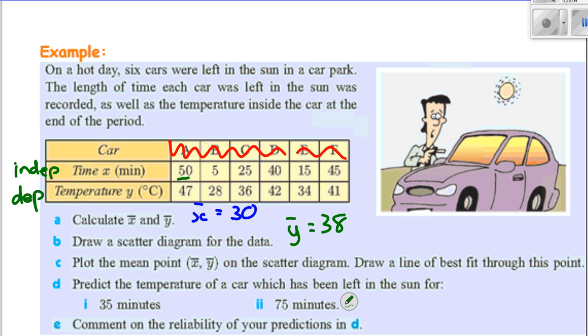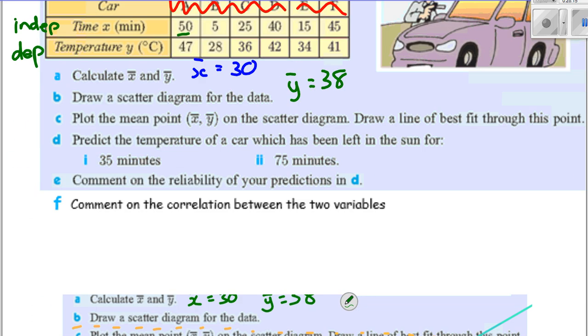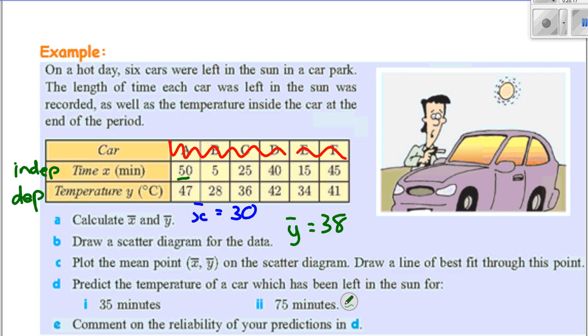And then you'll need to plot each point, like go across to 50, up to 47. Next one, go across to 5, up to 28, and so on. Let me show you a vague picture of one I've done below. If it will let me. Doesn't want to, does it?